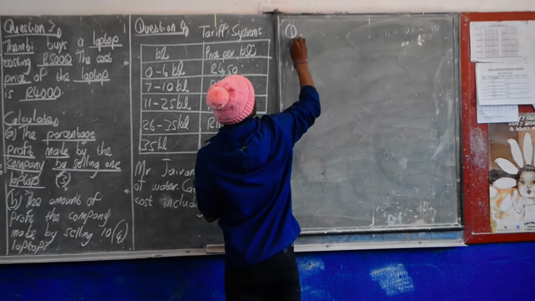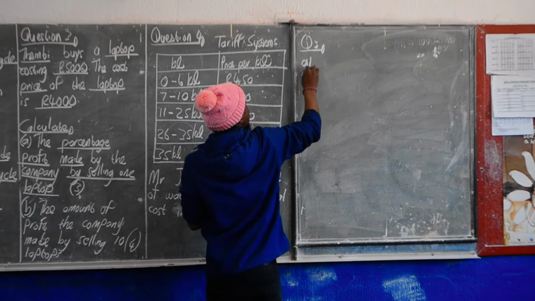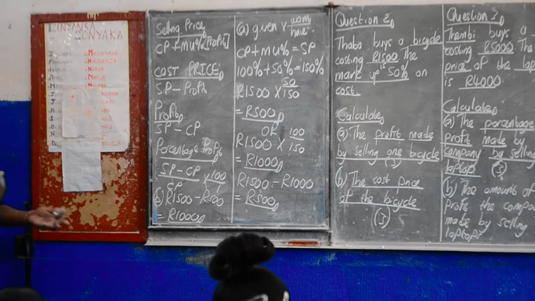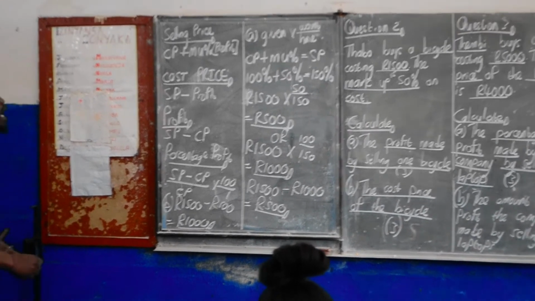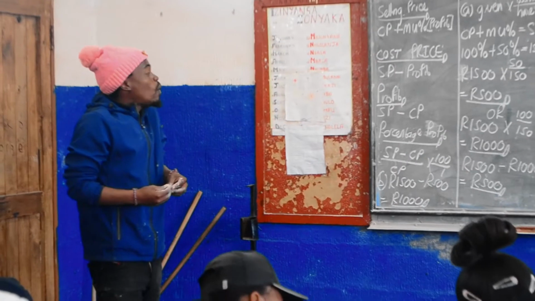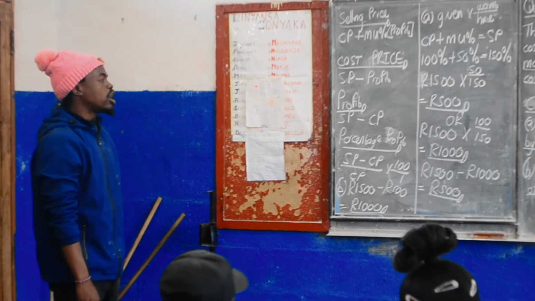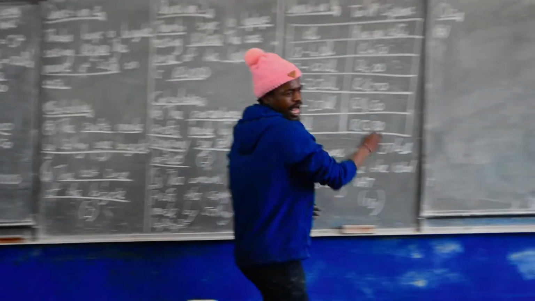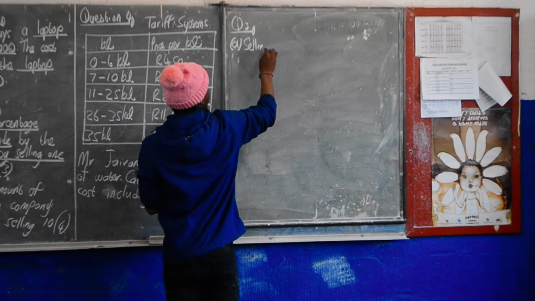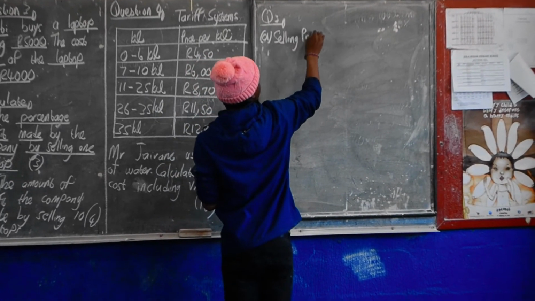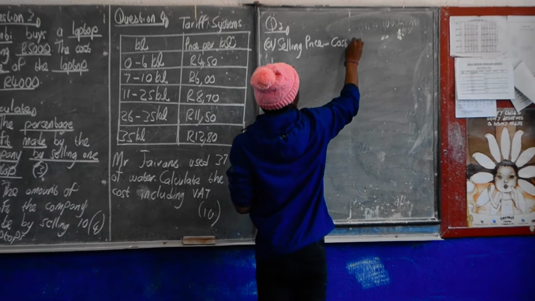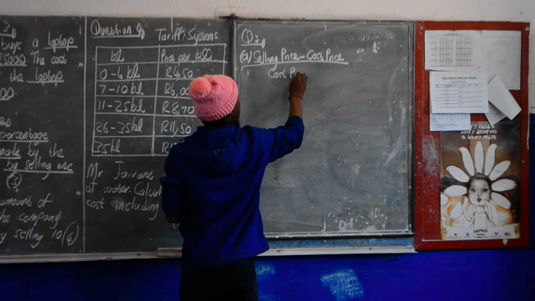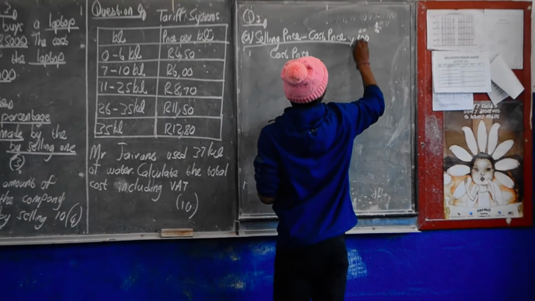So now, question 3, 1A. I have all of the formulas that I need on the board, right? So it will be easier for me to determine the percentage profit. How do I determine the percentage profit? Remember, I need to say selling price minus cost price, over the cost price times 100 over 1.